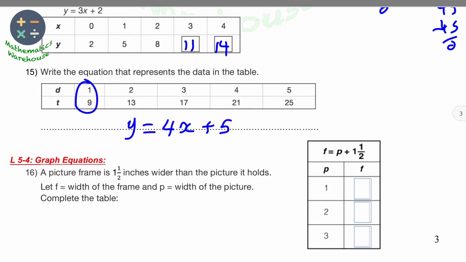A picture frame is 1.5 inches wider than the picture it holds. Let F equal the width of the frame and P equal the width of the picture. Complete the table. When we substitute P equals 1, it would be 1 plus 1.5, which is 2.5. When we substitute P equals 2, it's 2 plus 1.5, which is 3.5. When we substitute P equals 3, it's 3 plus 1.5, which is 4.5.